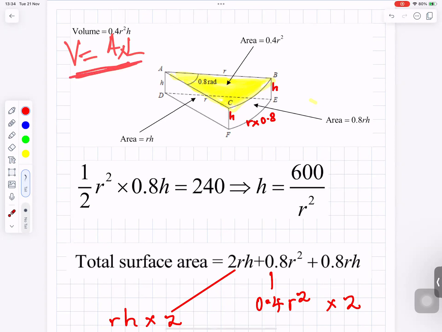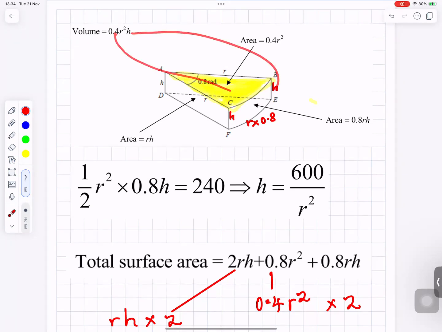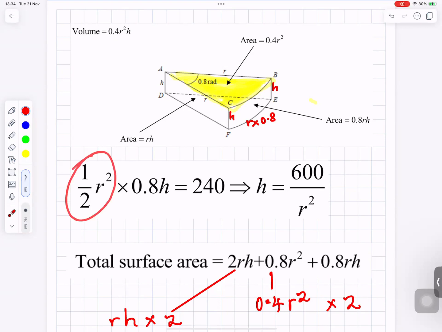I remember it as Valentine's. Volume is area times length. The area of the yellow part times the height. Volume is area of the yellow part times the height, which you can put in: half r squared times 0.8 h is equal to 240. We rearrange it to get h to be 600 over r squared.